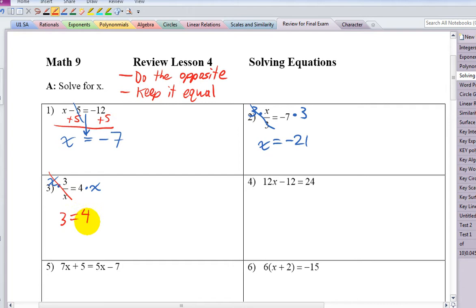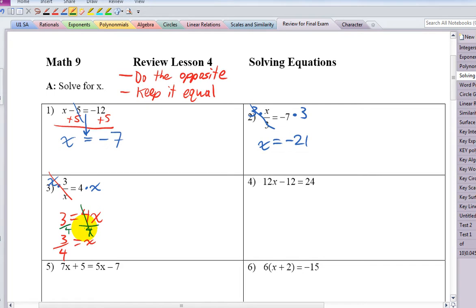3 equals 4 times X, or 4X. Okay, so when they're side by side, that is a multiplication. We just can't do it because we don't know X's value. Now what? Yeah, divide by 4. So 3 divided by 4. So technically, now I'm showing less work. I should divide both sides by 4 and cancel and all that.